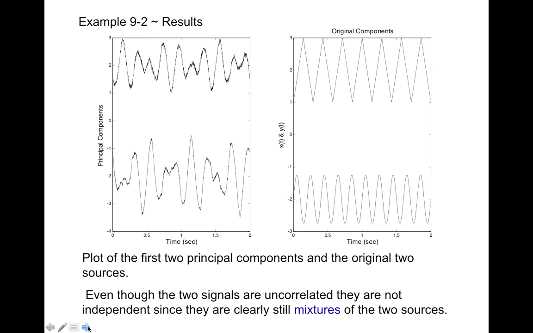And this is significant. Now here is the result of the principal components that came out of this routine plotted, and let's compare that to our two original components. While the data sets are uncorrelated because of the result of this SVD and the value of the off-diagonals in the S matrix being 0, they're uncorrelated, but they're not independent because clearly these are still mixtures of these two original components.